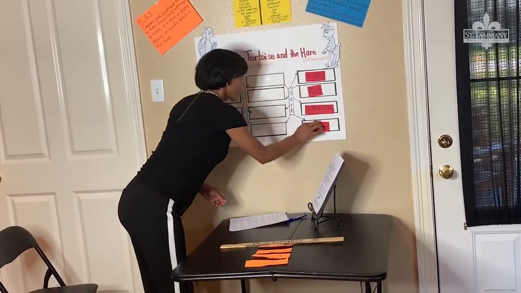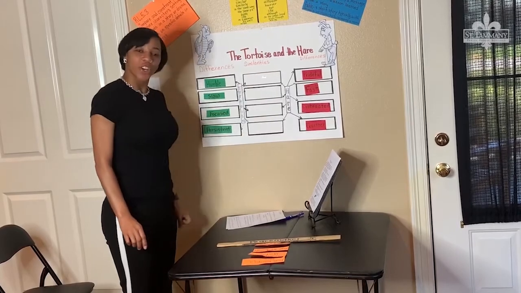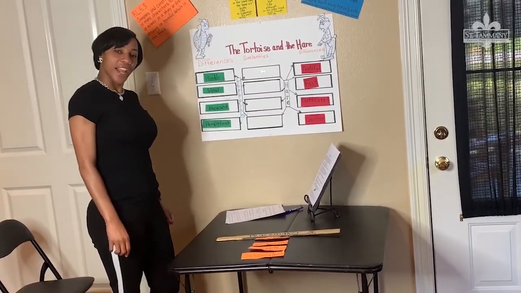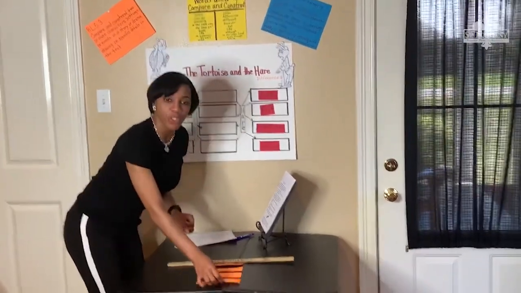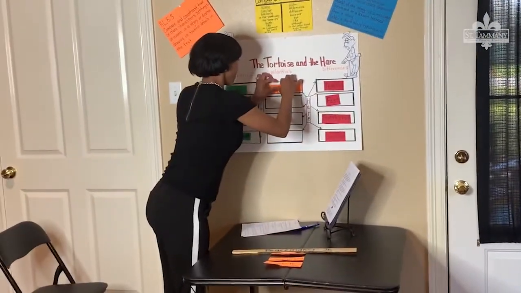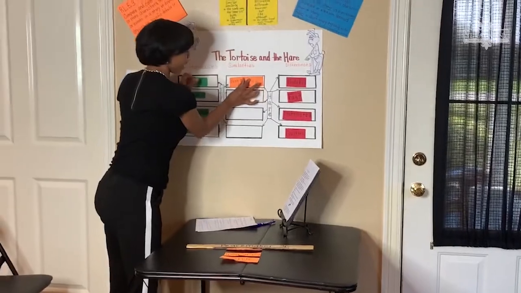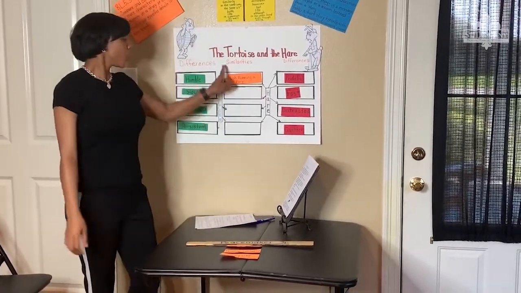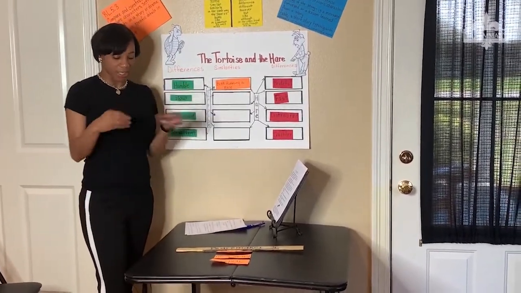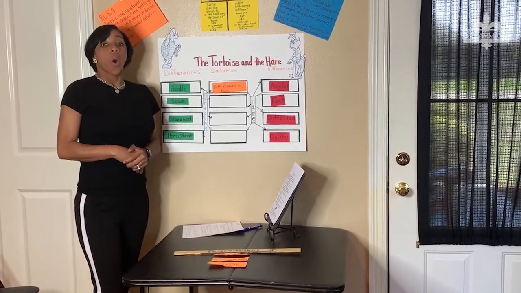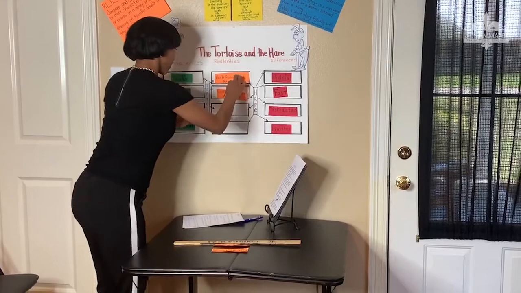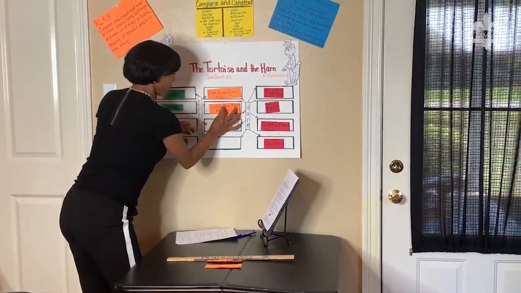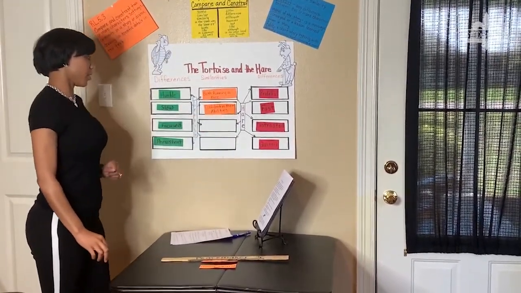Thank you. Now we're going to note their similarities, what they had in common. Yes, they both were running a race. Thank you. What's the second trait that they had in common? Oh, yes. Confident in their abilities. Yes, they both were confident. I like that. I like being confident.